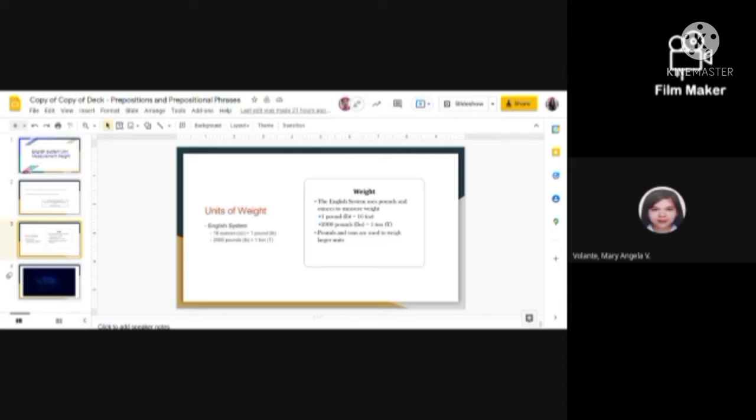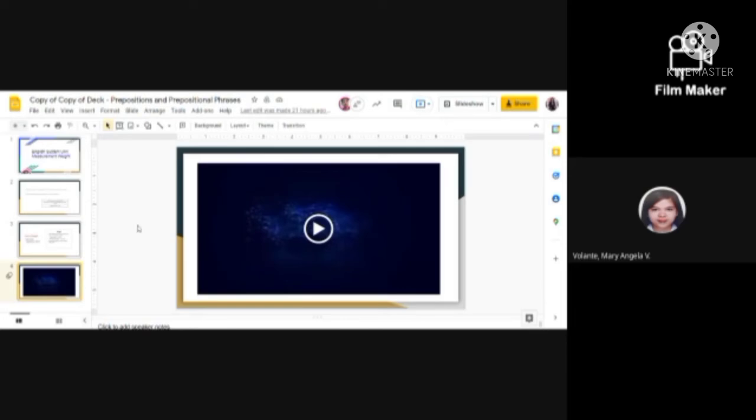Thank you, Miss Lovely. For this slide, we have here the units of weight for the English system. But first, let us define what weight is all about. The English system uses pounds and ounces to measure weight. 1 pound equals 16 ounces. 2,000 pounds is equal to 1 ton. So pounds and tons are used to weigh larger units. For our last slide, we prepared a video for you.